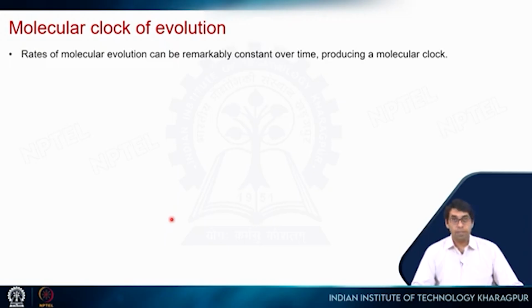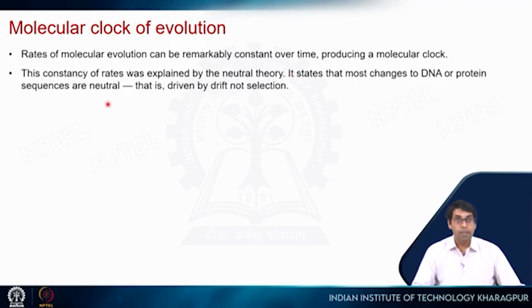So, this is something that is referred to as a molecular clock. So, molecular clock is based on the rate of molecular evolution, which can be remarkably constant over time. So, this is one of the major hypotheses of a molecular clock, right. This constancy of rate was explained by the neutral theory. So, what is a neutral theory? It states that most changes to DNA or protein sequences are neutral. That is, they are driven by drift, not by selection.